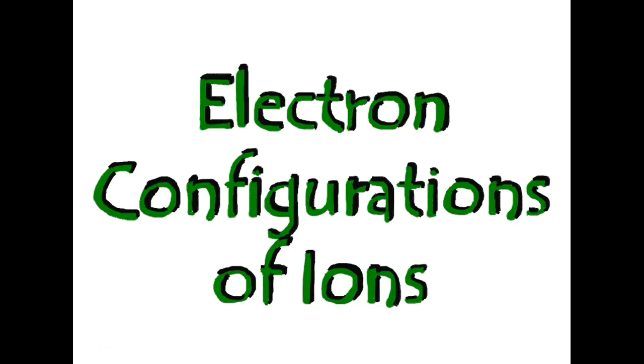We're going to talk about electron configurations of ions. Now, there is an earlier video that describes electron configurations of atoms, and how you would use the periodic table to write electron configurations of atoms. If you don't remember how to do electron configurations, then that's a video you should probably go back to for review. We're going to assume that you already know how to do that.